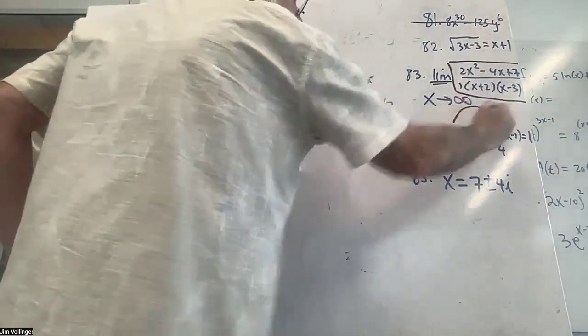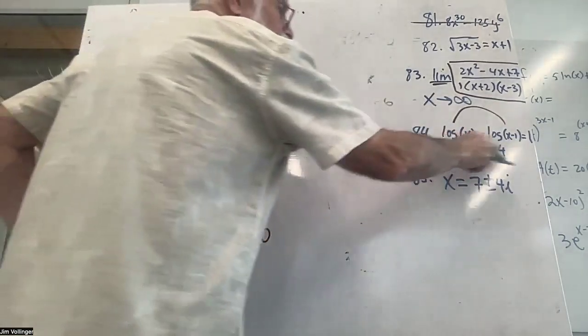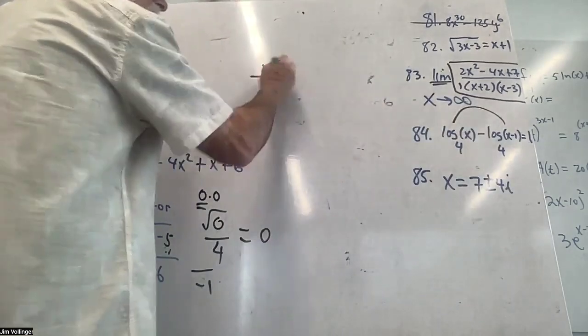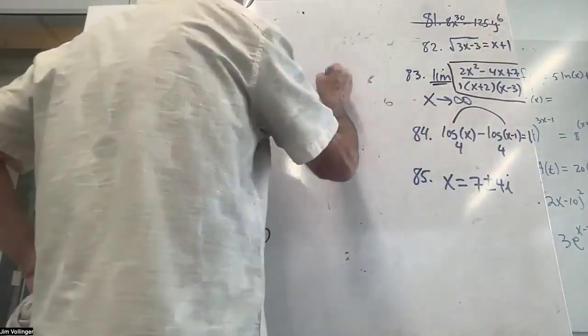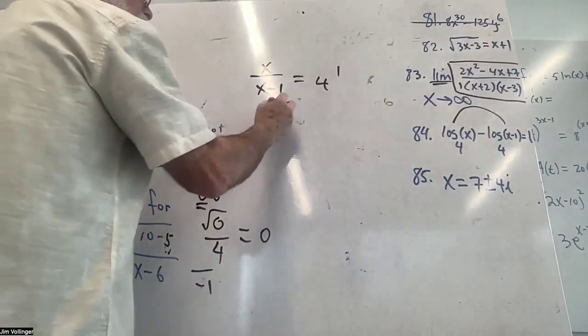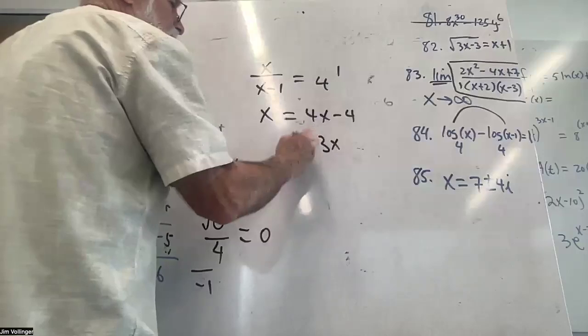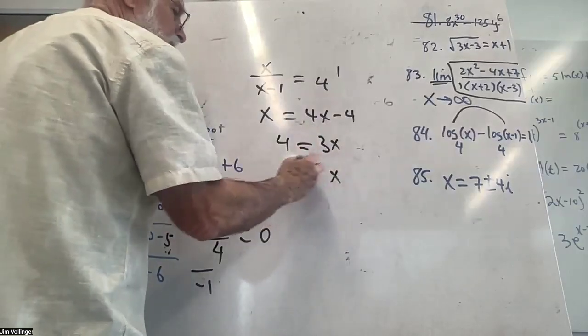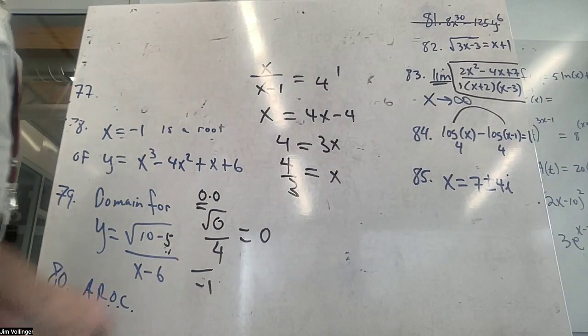Rules of logs, this isn't the friendliest one, but subtraction comes from division of quantities. So I can divide x by x minus 1, and I can move 4 to the other side to be 4 to the 1. So x is equal to 4x minus 4. So 3x equals 4. So my answer is 4/3. Unless I made a careless error.